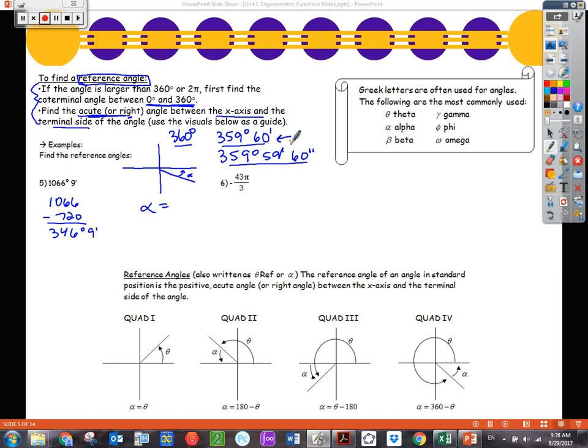I just have minutes. So we're going to take 359 degrees, 60 minutes, minus 346 degrees, 9 minutes. So we do 60 minus 9 is 51 minutes, and then 359 minus 346 is 13. So this is our reference angle. Our reference angle is 13 degrees, 51 minutes. That's the value of that angle right there. Okay, how are we? We okay with degrees, minutes, seconds?